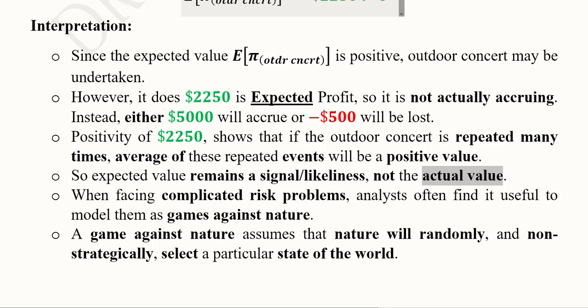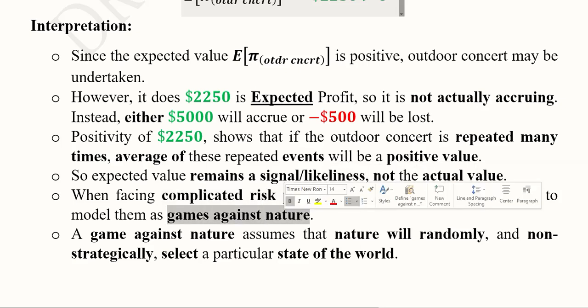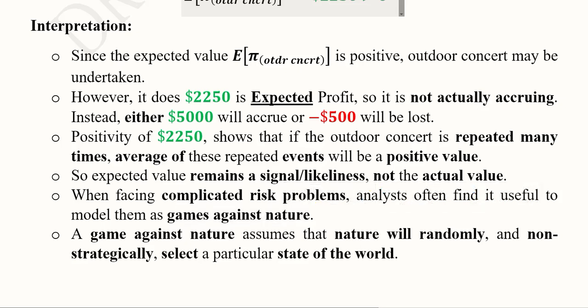But still, it has enabled us to reduce the uncertainty to a good extent, and the risk is also reduced to a certain extent because now we know that the chances of loss are less when it comes to the net benefits. When we are facing a situation with complicated risk problems, we can model this as a game against nature. So this was a very simple example, but there are possibilities where we have a complicated situation. And for that, again, we can use the expected value tool, and let us see how we can use that.